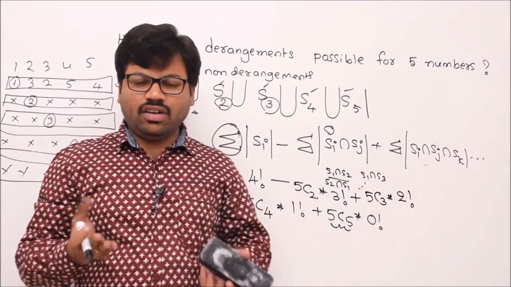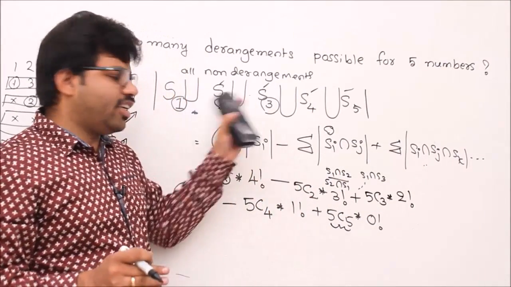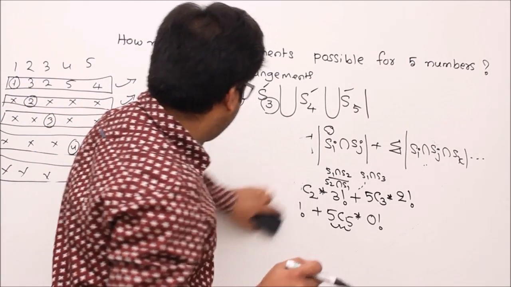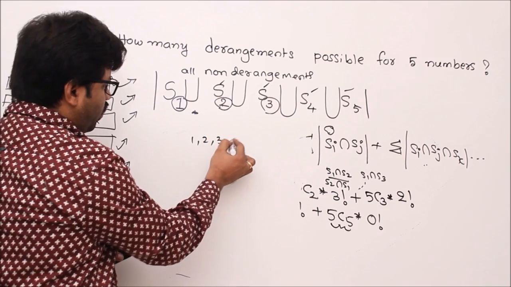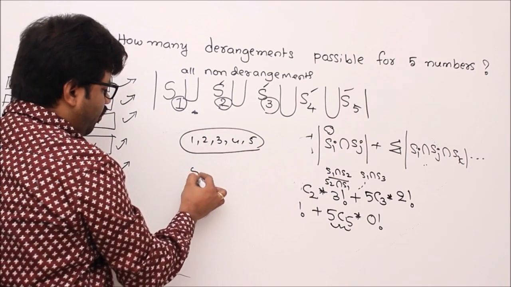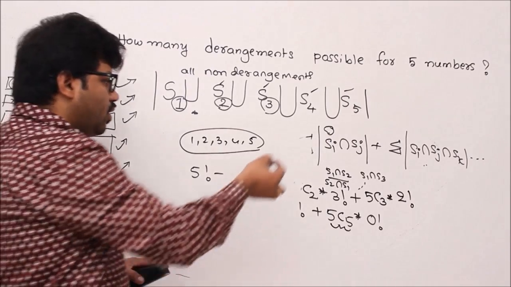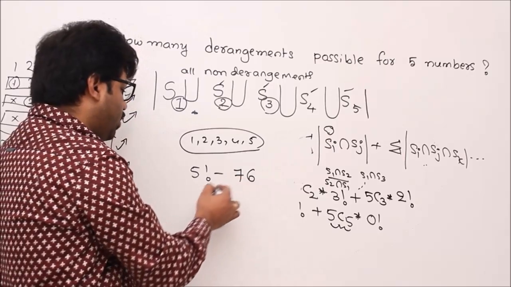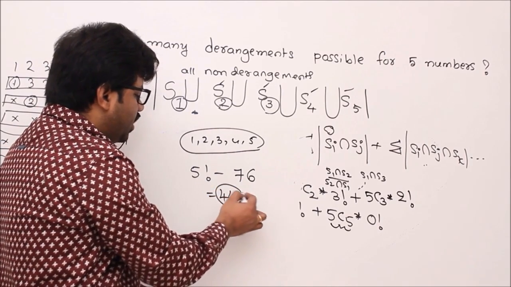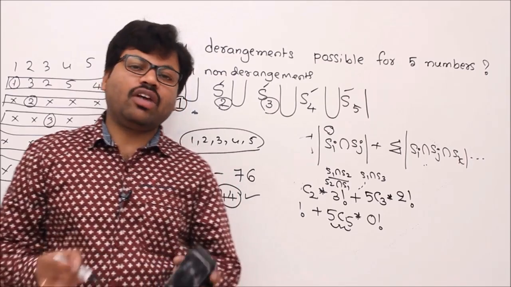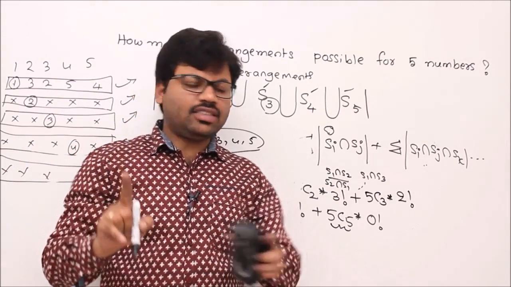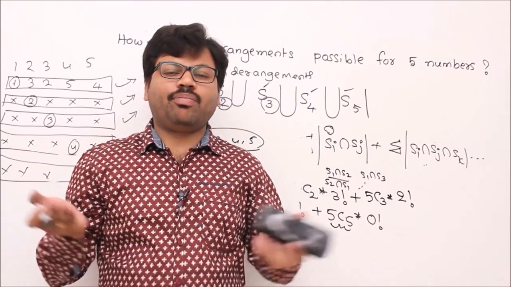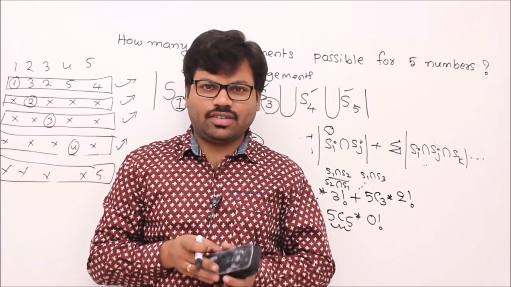So derangements are nothing but all arrangements minus non-derangements. If I have 5 objects, 1, 2, 3, 4, 5, how many arrangements are possible? 5 factorial ways we can arrange them. Out of them, these 76 that you calculated are not derangements. Then if you remove them, the remaining ones are supposed to be derangements. That's why the answer will be 44. So the formula for derangements is total arrangements minus non-derangements, which you have just computed. Understand? So this is one more example of the principle of mutual exclusion and inclusion. Okay.